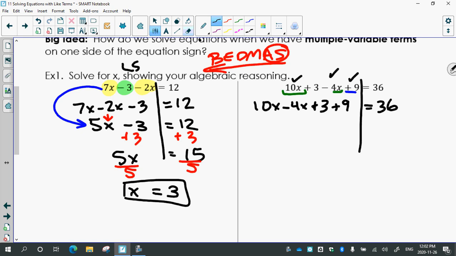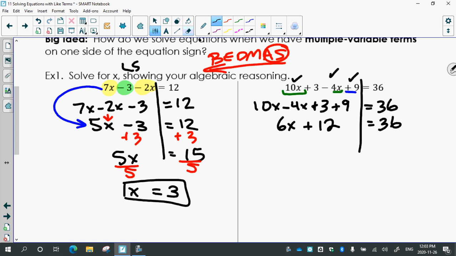See if you can think about why we're writing it that way. Why are we reorganizing the terms on this side? To make it easier to collect them, right? So 10x minus 4x is 6x's. Positive 3 plus 9 is plus 12.